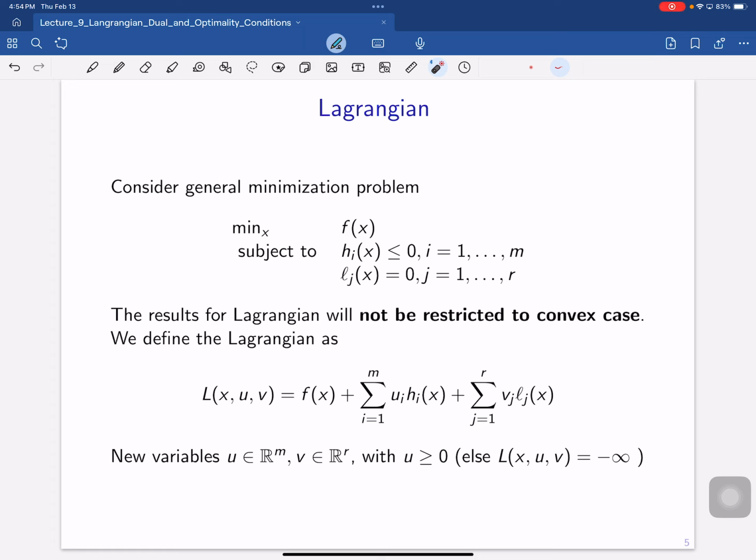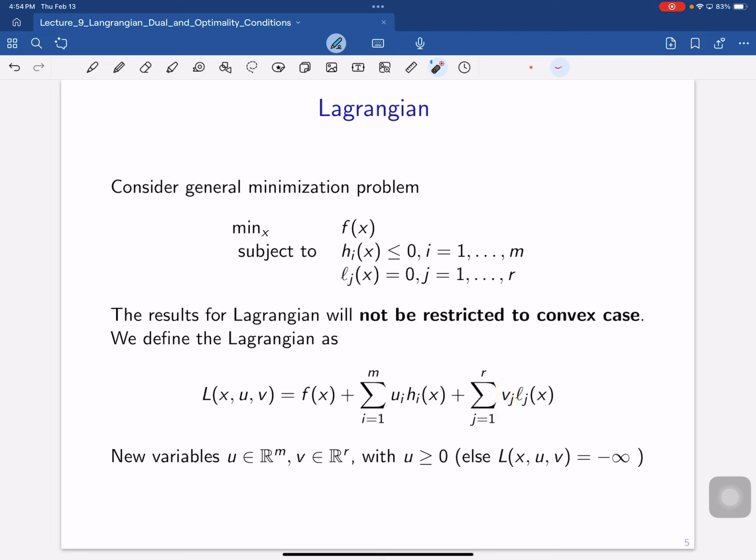Because we want the Lagrangian to be a lower bound, the minimum. Yeah, exactly. So you want the Lagrangian to be a lower bound. And then for a feasible solution where h_i of x is less than or equal to 0, you want u times h_i to be less than or equal to 0 such that the Lagrangian is a lower bound. And for the equality constraint, then you don't care. The v is unrestricted in sign.